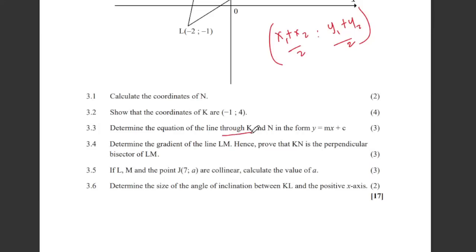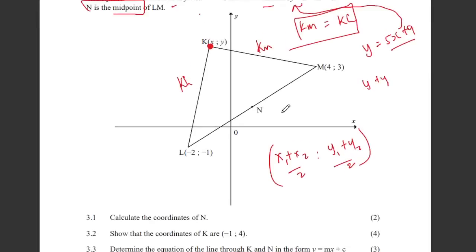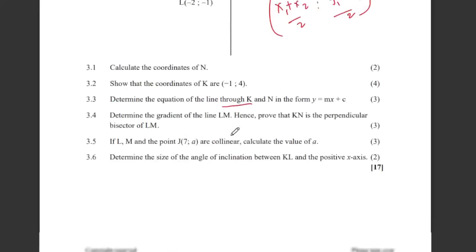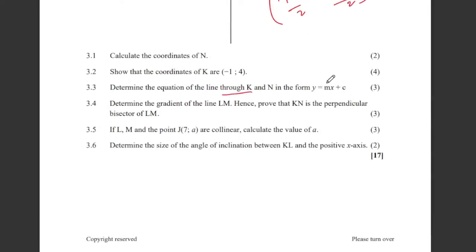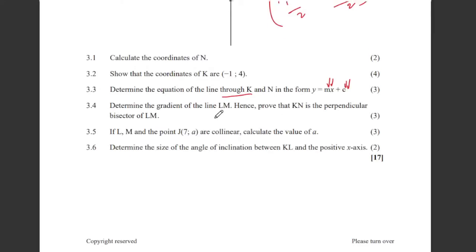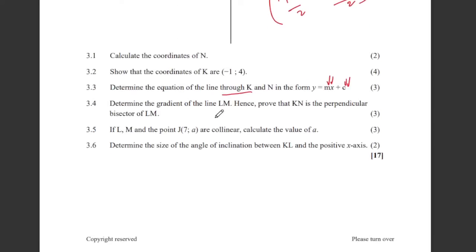Then the equation of a line that is passing through Q and N. So you know the coordinates of N, we know the coordinates of K. You just need to get the gradient, which is the m, and then get the y-intercept. Then you're good to go. Then the gradient of the line LM. Use the gradient formula, okay?